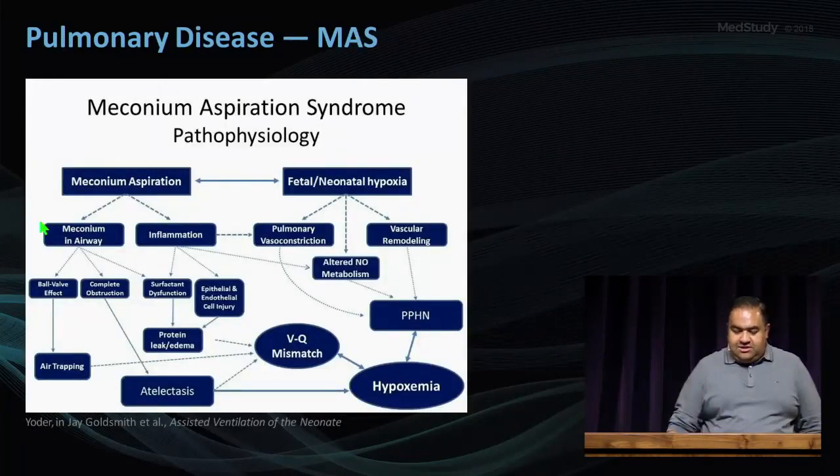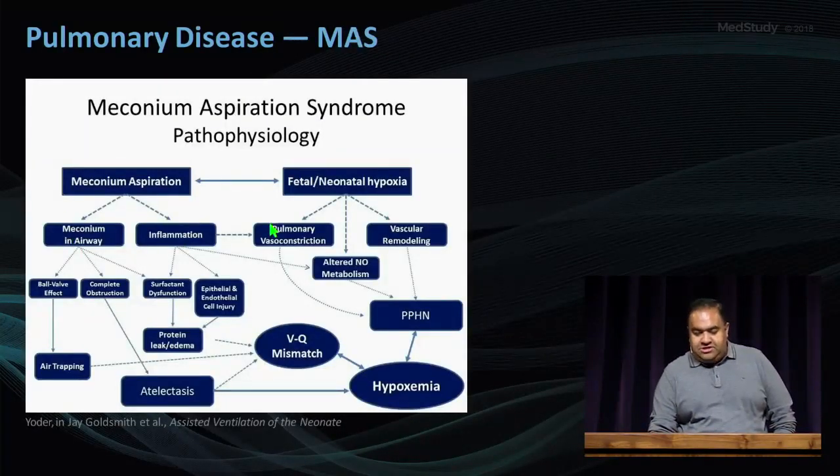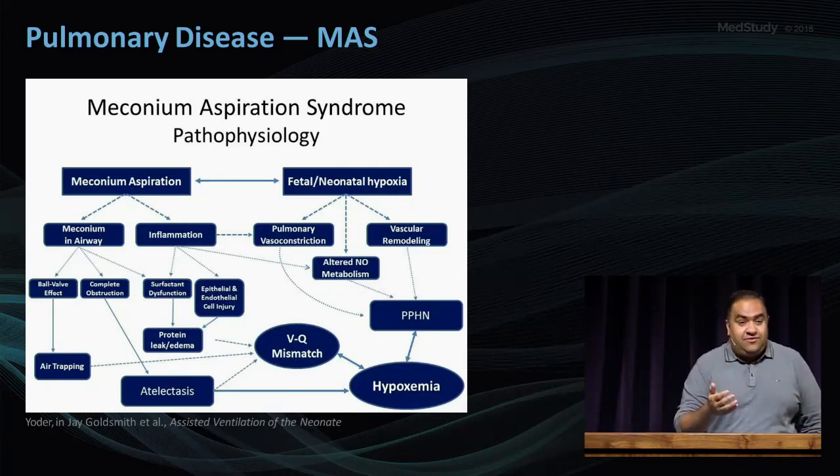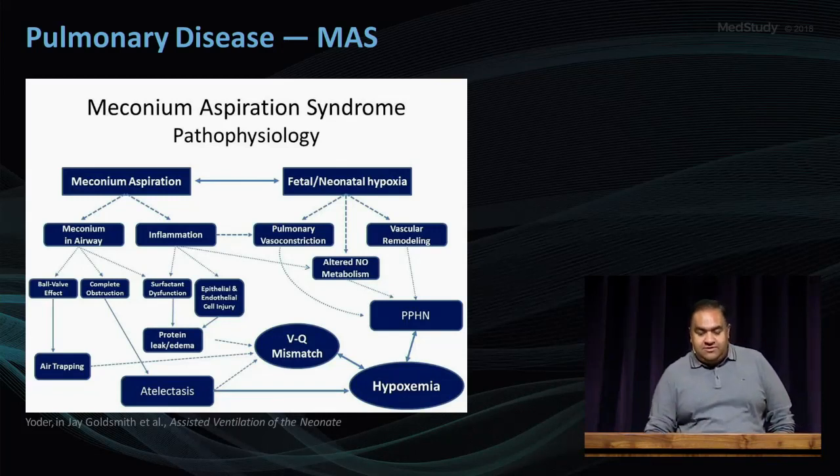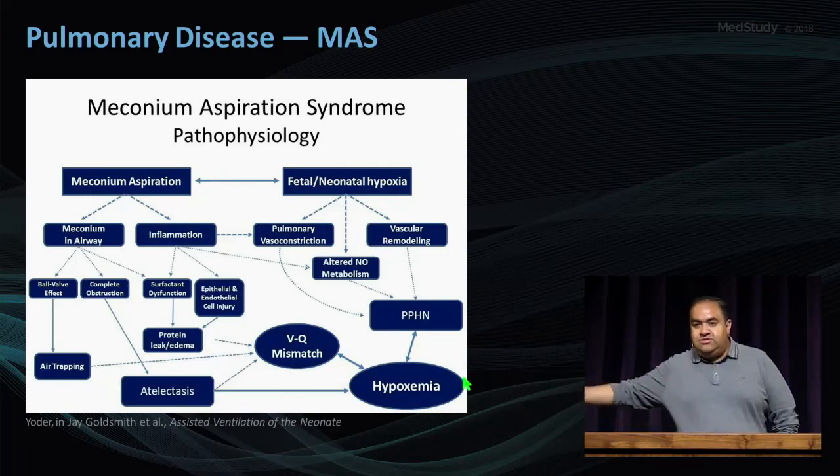So here's the pathophysiology: meconium in the airway, inflammation. You get pulmonary vasoconstriction because of the hypoxia. You really kind of get elevated PPHN. You get that ball valve effect, air trapping causing the VQ mismatch, which causes hypoxemia. You get obstruction, which causes atelectasis, which causes hypoxemia. You get surfactant dysfunction because the meconium particles will inactivate the surfactant. Again, another reason why you would give the surfactant, which causes protein leak, VQ mismatch, hypoxemia. All roads lead down to hypoxemia here, so not a good thing.